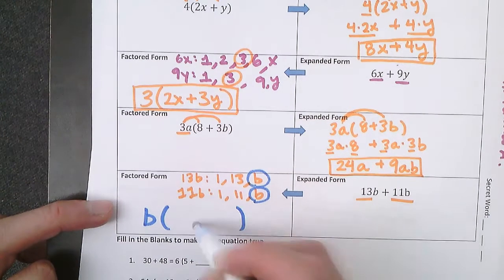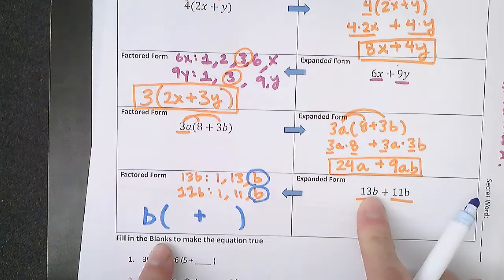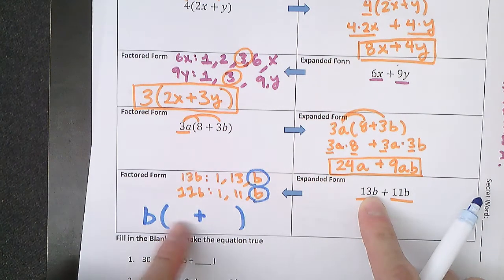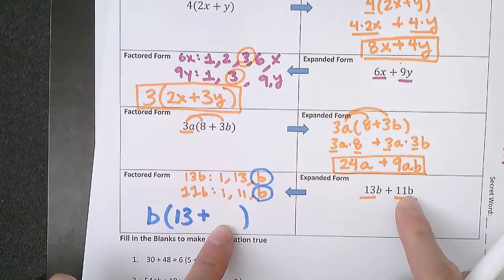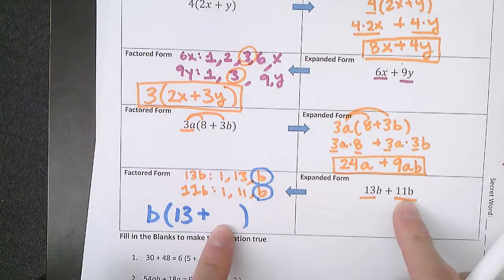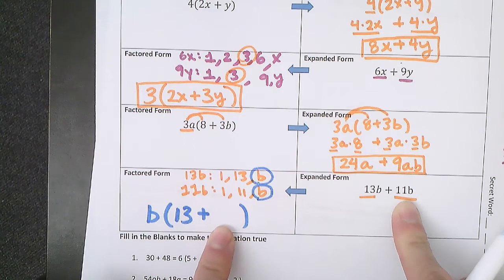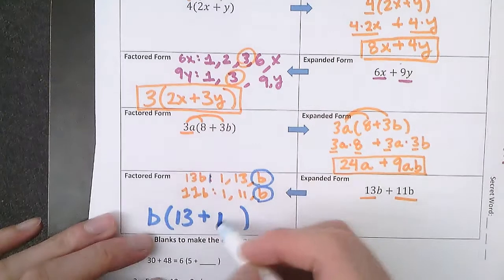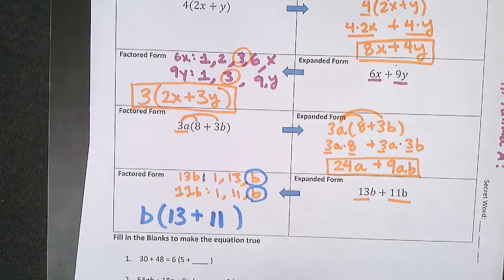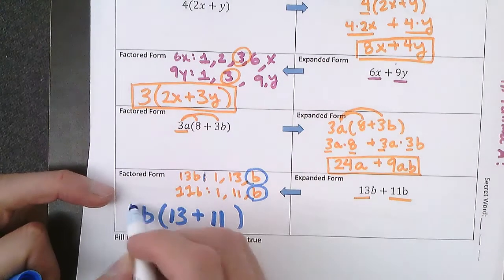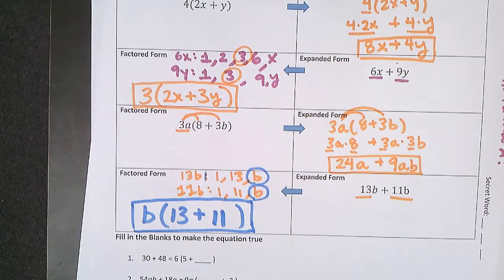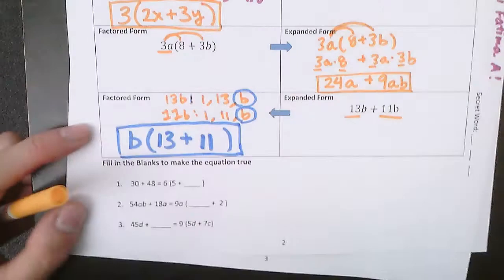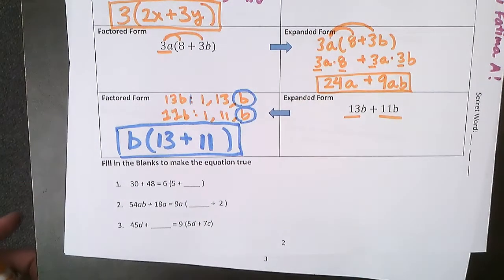b times, well, I have 13b over here, so I need b times 13. That'll get me to 13b. Second term, b times whatever's here will multiply up to 11b. So b times 11. And now I have my answer in factored form. Okay, if you got that one right, 3 gold stars for you.